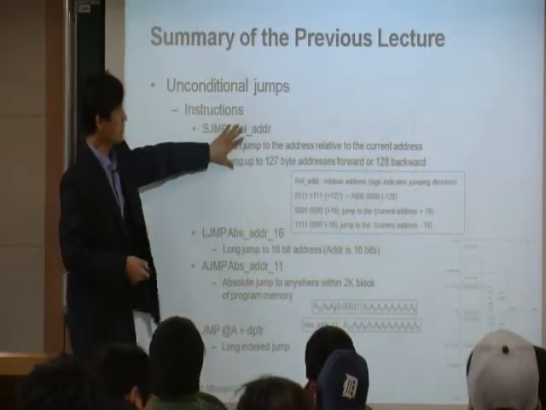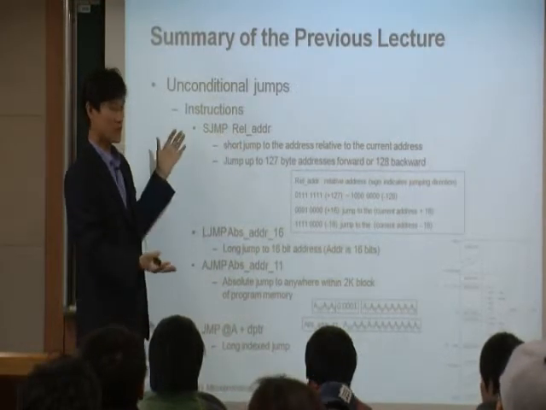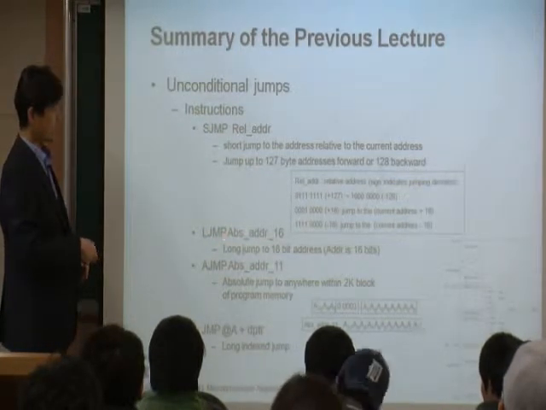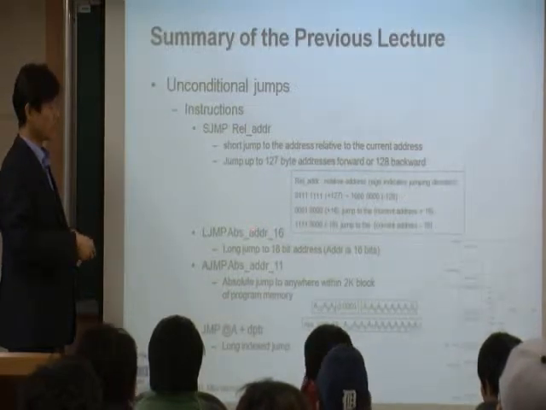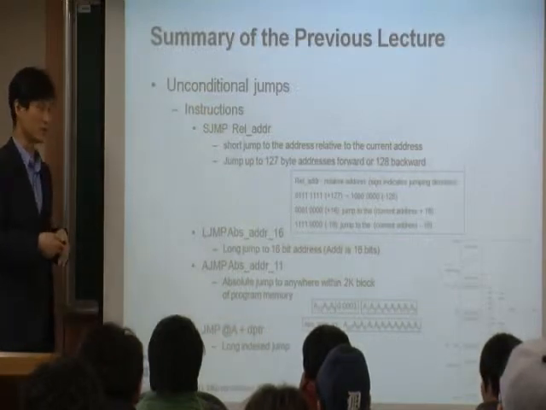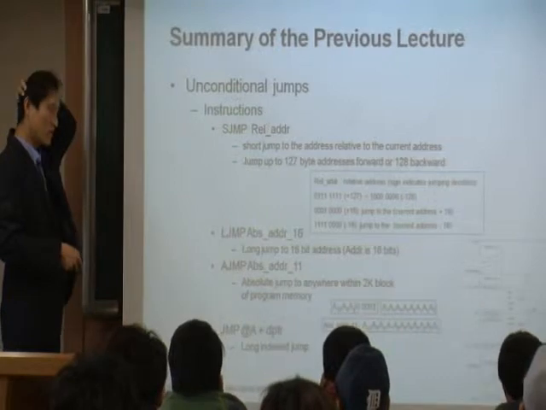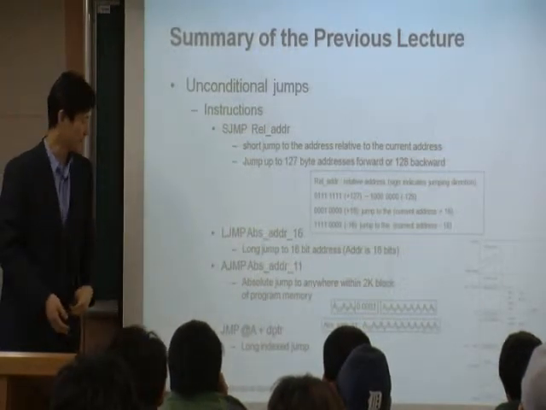Since we have 8 bits for the relative address in short jump, the total range for jumping is only 256 bytes. Whereas in long jump, you have a 16-bit address. So therefore, you can have 64K of address space, and you can jump anywhere you want. In AJMP, you have an 11-bit address. So therefore, the range of jumping is 2K. Okay, 2 kilobytes.